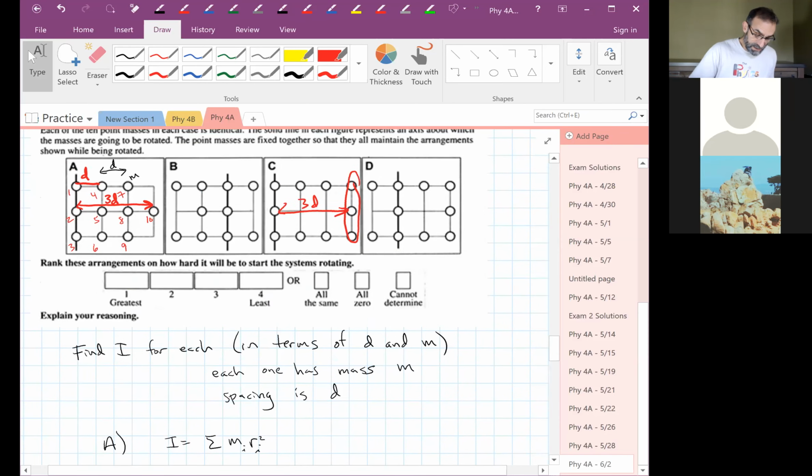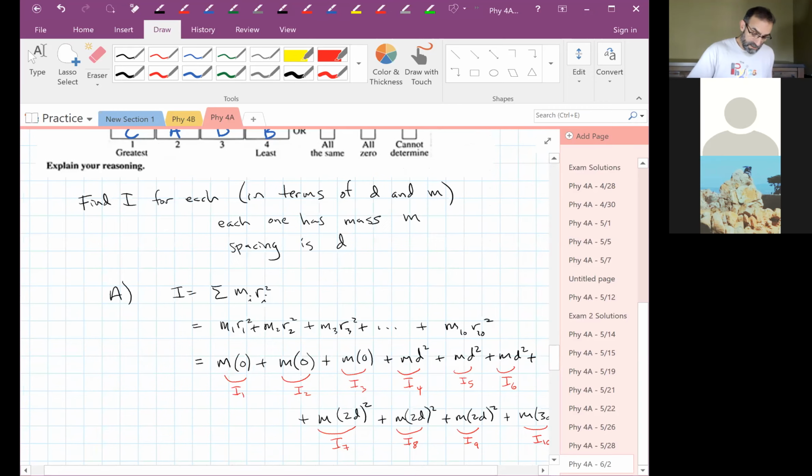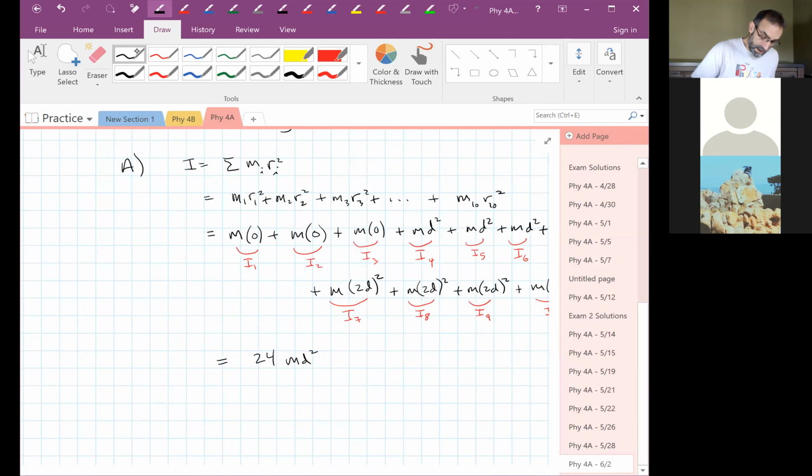So if we rank these, what do we get? C is the biggest. B is the smallest. Is that what we said? A and D are in between. And this is what I got.